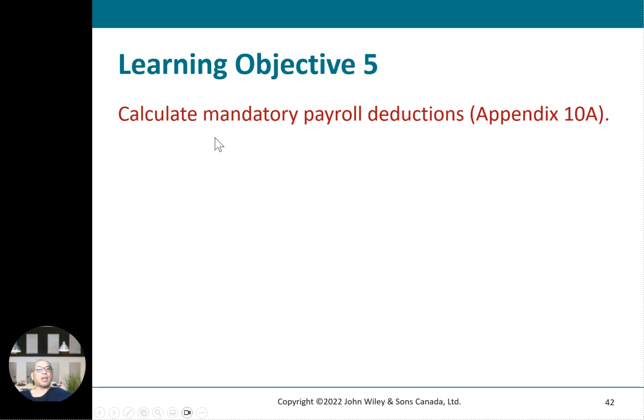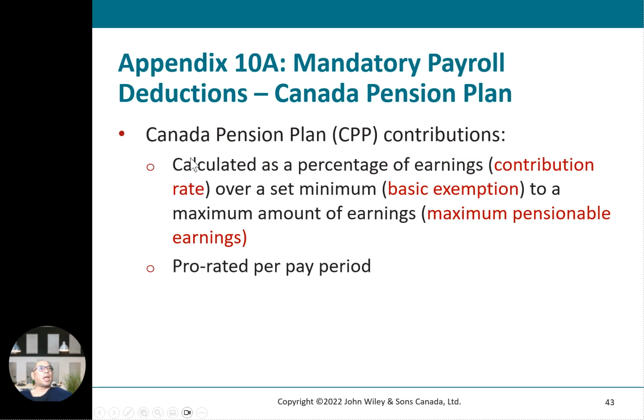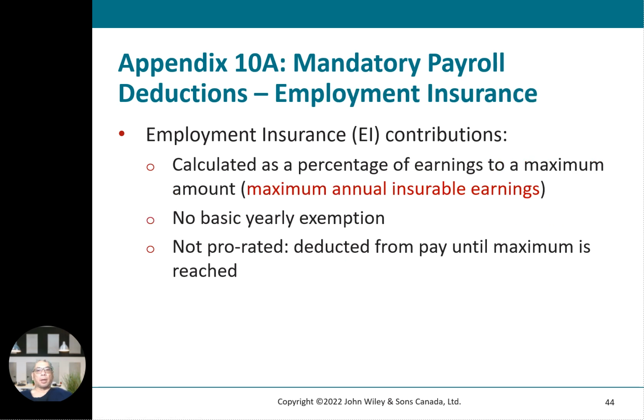Then number 5: calculate mandatory payroll deductions. In the appendix, number 10 here, CPP contribution is calculated as a percentage of earnings over a set minimum, based on a basic yearly exemption assumption, a maximum amount of earnings, a maximum period of earnings, and is prorated per payday period. EI, employment insurance contribution, is calculated as a percentage of earnings up to a maximum amount of insurable earnings, with no basic yearly exemption, no proration, and is deducted from pay until the maximum is reached.